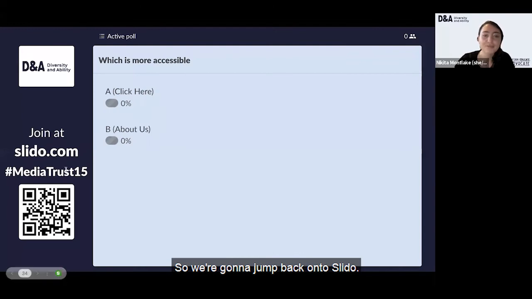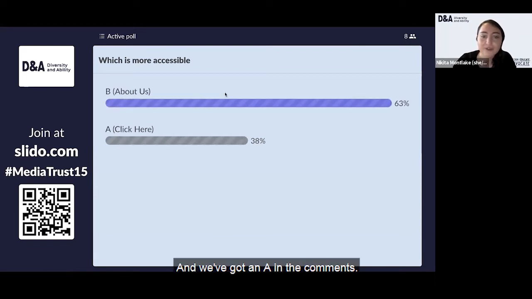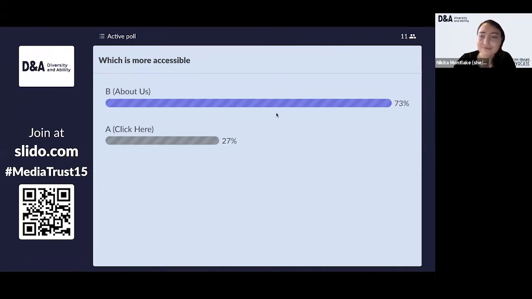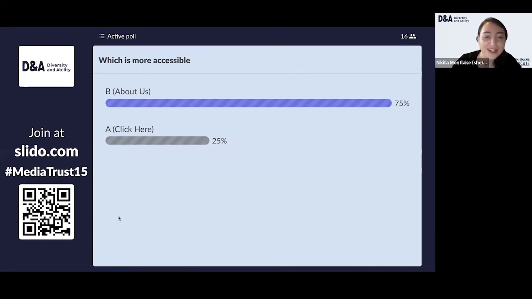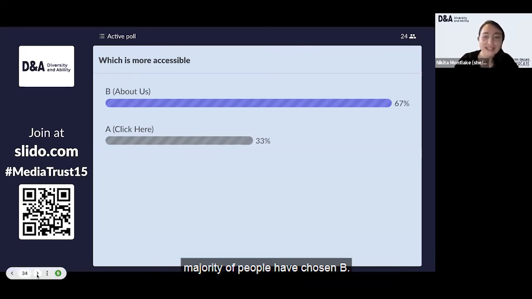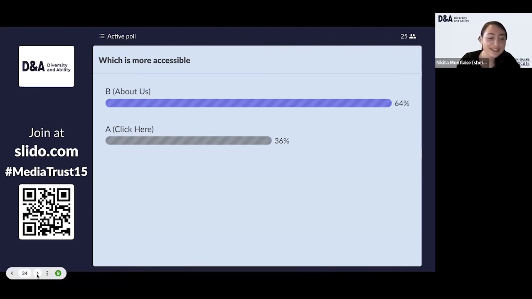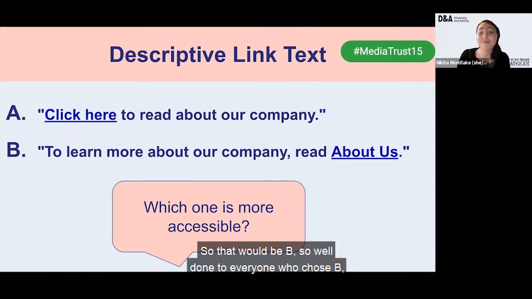So we're going to jump back onto Slido. So love to see what you're thinking here. And we've got an A in the comments. Let's see, so 73% are choosing B, and it's moving around. Okay, so we've got the majority of people have chosen B. I can see A sliding up a little bit. So I will jump straight into which one is more accessible. So that would be B. So well done to everyone who chose B.